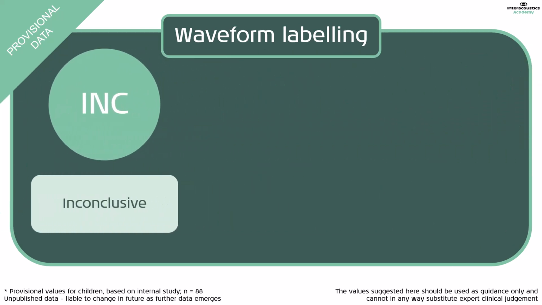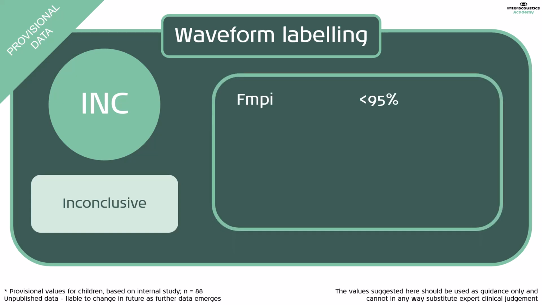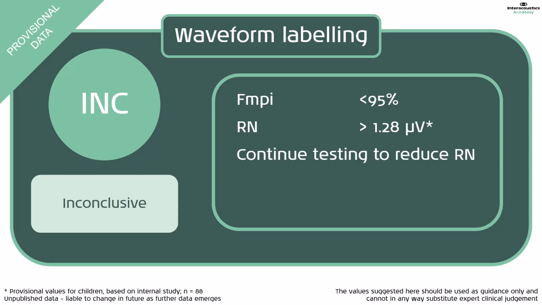The inconclusive label should be used when the FMPI value does not reach 95%, but the residual noise value is excessively high. This is the scenario whereby a response may be present, but hidden by the high level of residual noise, and therefore there is insufficient confidence that a response is not in fact present. The ideal scenario here is to continue testing in order to reduce the residual noise further, in order to establish either a clear response or response absent instead of an inconclusive waveform.